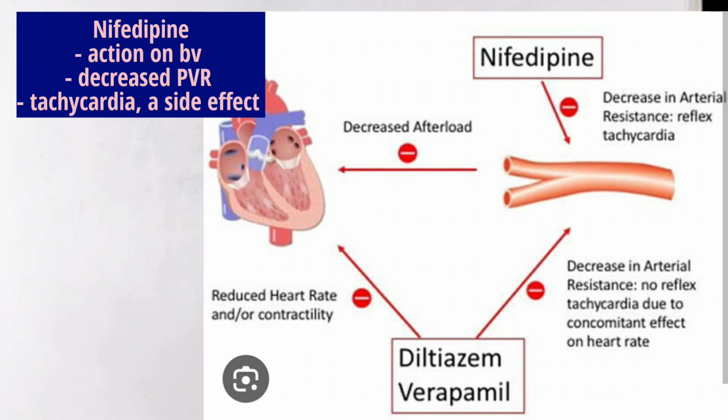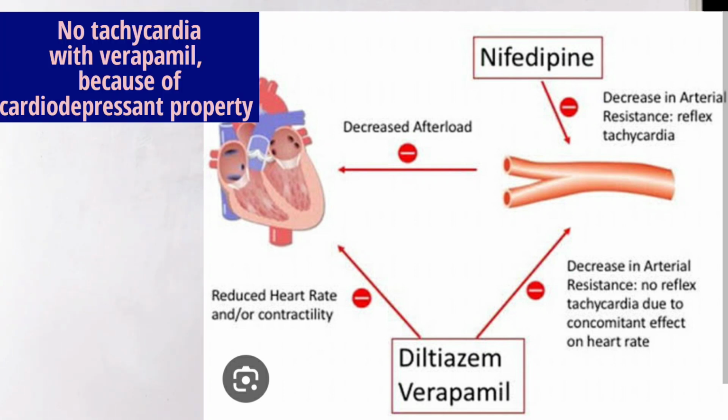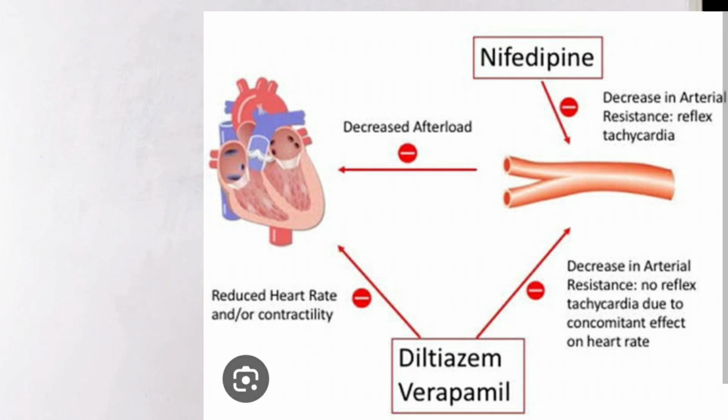It has cardiac depressant property, it has heart rate lowering property, and it also has minimal action on the blood vessels, decreasing the peripheral vascular resistance, decreasing the workload on the heart, and the tachycardia that is caused by verapamil is counterbalanced by its heart rate lowering property. So tachycardia or increased heart rate is not seen with the use of verapamil, whereas tachycardia is a common drawback, common side effect of nifedipine.